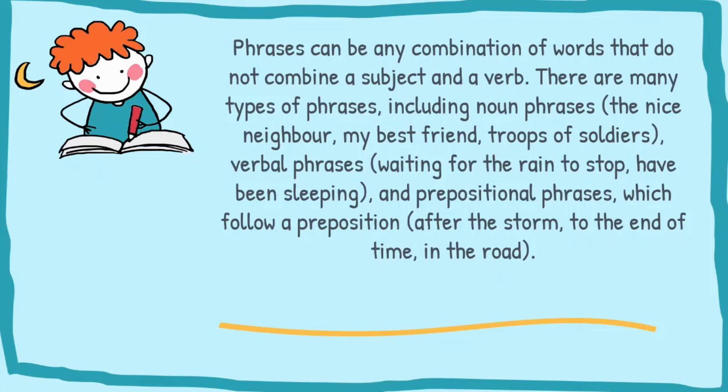Noun phrases: if you see the example which is mentioned in the bracket, it's the nice neighbor. Here, neighbor is identified as the noun, and since it's the nice neighbor, these two words are combined with neighbor, it stands as a phrase. My best friend, troops of soldiers. All of these examples have a noun highlighted along with two more words. Since we are talking about phrases, they are a group of words, and since a noun is highlighted, it is a noun phrase. Similarly, verbal phrase, waiting for the rain to stop.